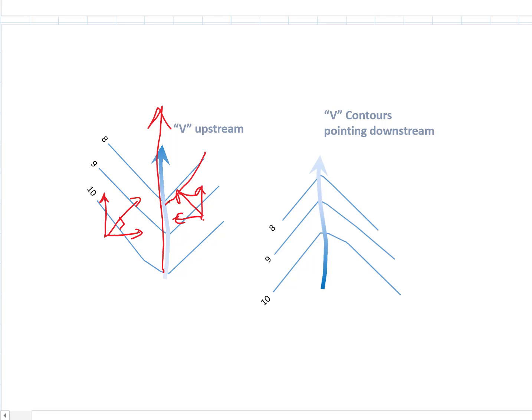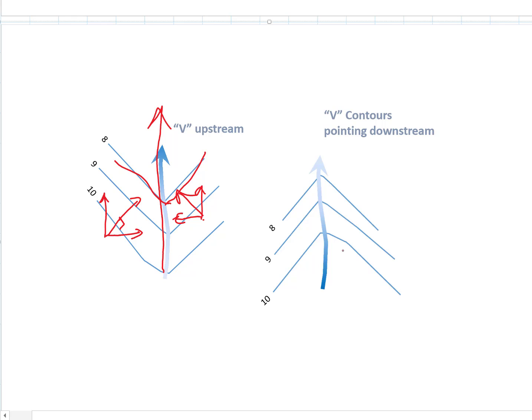So this kind of V pattern, where the groundwater or hydraulic head contours are crossing the stream and the contours are pointing upstream, that indicates that there's groundwater flow towards the stream, and that means that the stream is gaining.